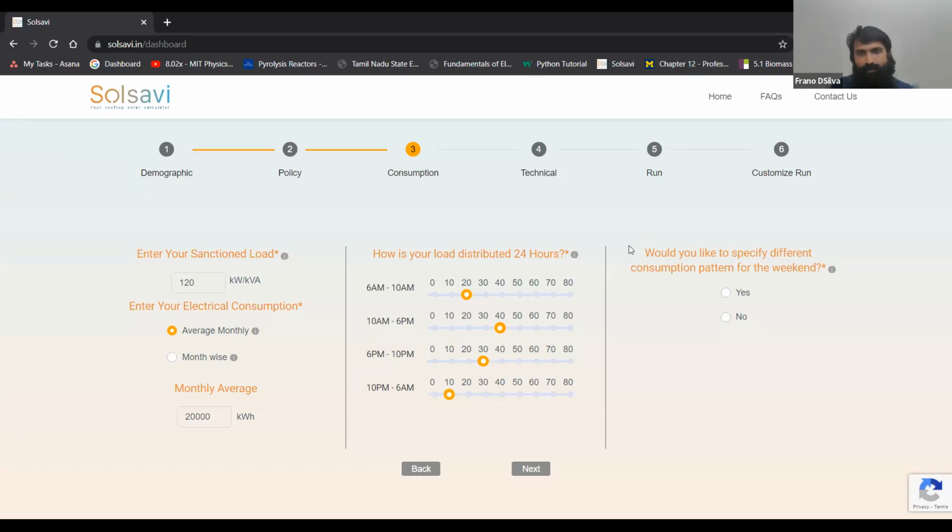In the consumption pattern, we also are able to define a separate consumption pattern for the weekend as compared to the weekday. For this simulation, we would say that we do not define a different consumption pattern for the weekend and hence select no.